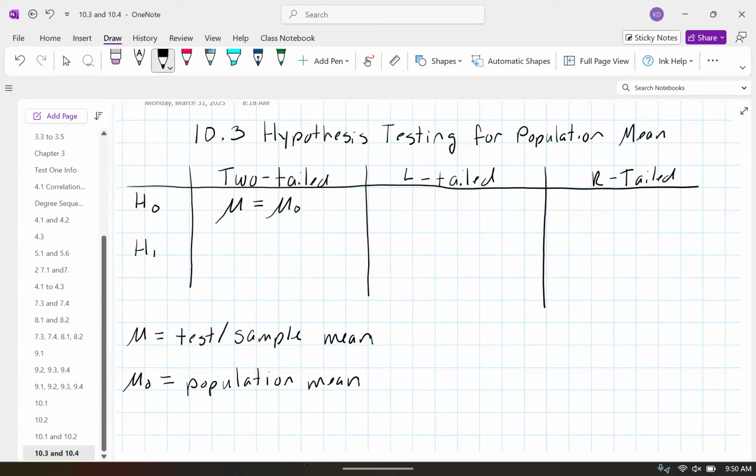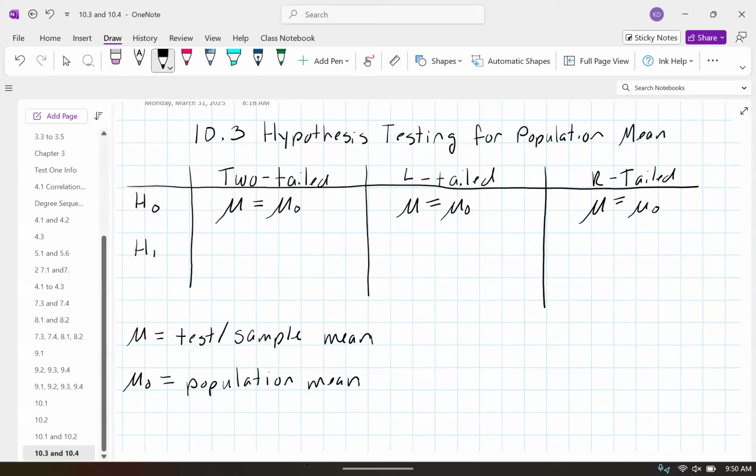We have mu and mu naught. It's sometimes hard to tell which looks the same. So for all of these are null hypothesis, meaning there's no difference. It's mu equals mu naught. And that's going to be going forward for any of our tests. So if it's standard deviation, it's mean, it's proportion, it's our sample is the same as our population. There's no difference. Nothing's going on.